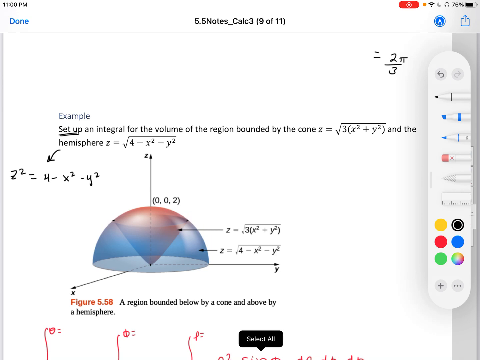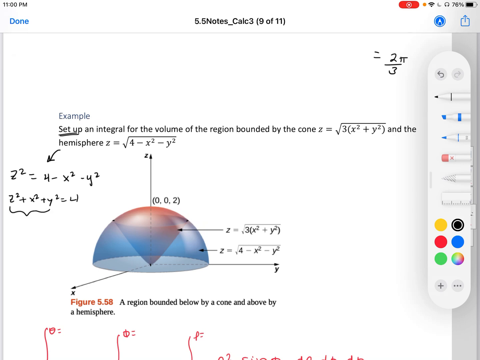But we have a z squared. Do we have something that we can change x, y, and z squared with? Yeah, let's change it to the other side. So we have z squared plus x squared plus y squared equals 4.